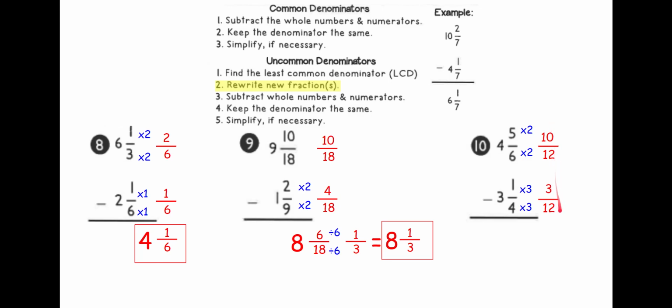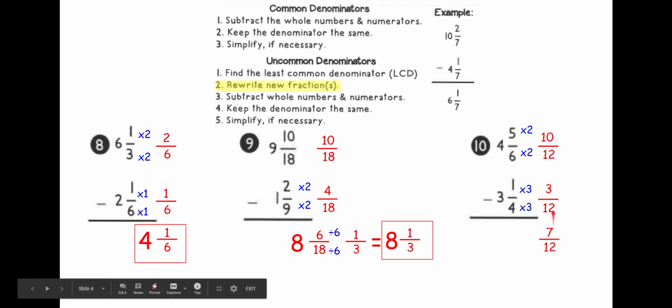Now I have new fractions to work with. 10 minus 3 is 7. And remember, the denominator stays the same. That's why it's 7 over 12. Now I subtract my whole numbers. 4 minus 3 is 1. 1 and 7/12. I don't think that can be reduced or anything else. I think it's proper. Yeah, that's it.